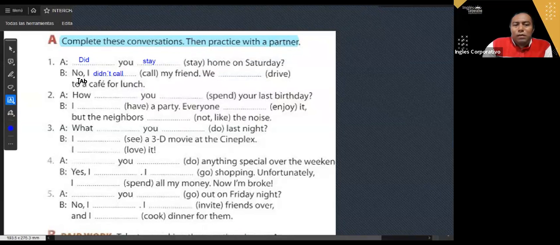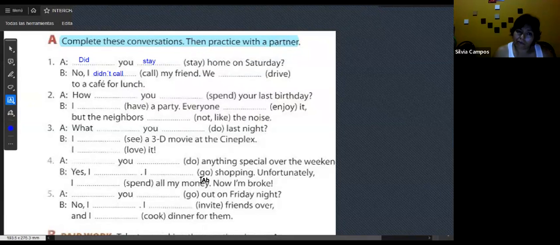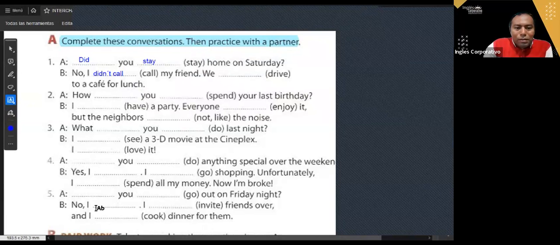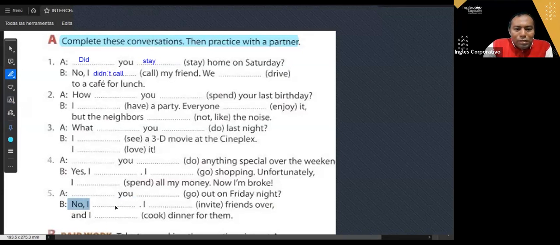Que no. Exacto. No, coma. Yo llamé a mi amigo y nosotros conducimos al café por el almuerzo. Sería lo lógico, ¿verdad? Y aparte que aquí no hay un punto, como por ejemplo aquí, en la número 5, dice, por ejemplo, no. Y aquí tenemos el punto, ¿ve? Después, no, punto. Y aparte de que si fuera no, tendría que aparecer not like, así como al final de la 2. Tendría que llevar not, coma, y el verbo, not, coma, call.